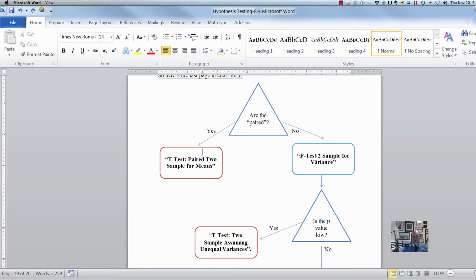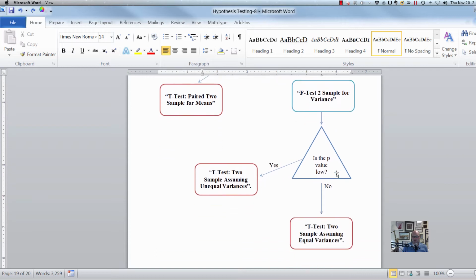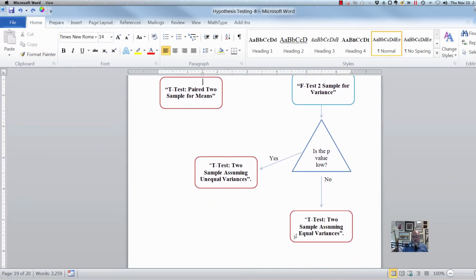The first thing we have to do is run an F-test two-sample for variance. The reason we do this is to figure out whether or not we should use equal variance or unequal variance. We're going to run this and it's going to spit out a p-value. That's not the p-value for our original hypothesis. It's just a p-value to tell us whether or not the variances between these two populations, the left side and the right side, are roughly the same. If they're roughly the same, then that just changes the way we calculate the standard error. That's all it really does.